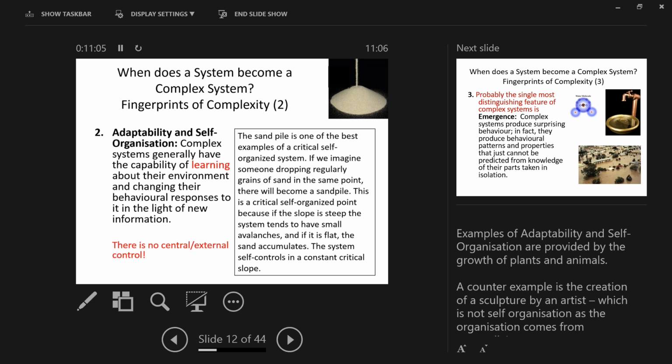It's a very good example where we see a critical self-organized point, because if the slope is steep, the system tends to have small avalanches, and if it is flat, the sand accumulates. So the system self-controls at a constant critical slope. Again, apart from pouring the sand, in that heap of sand, that sand pile, there is no central or external control.